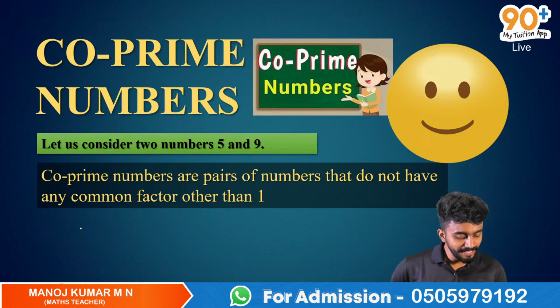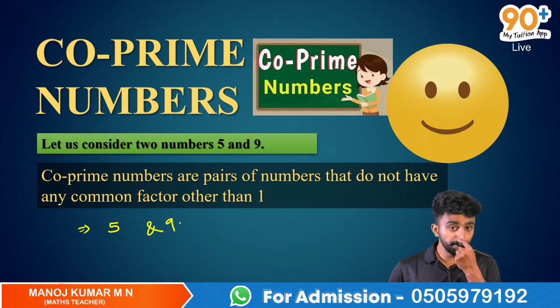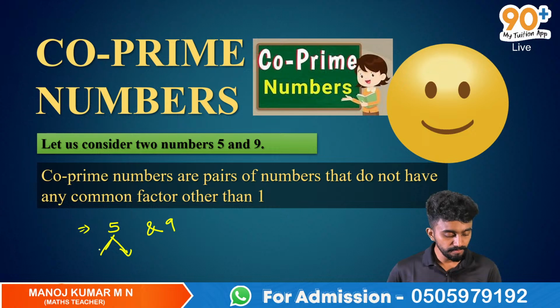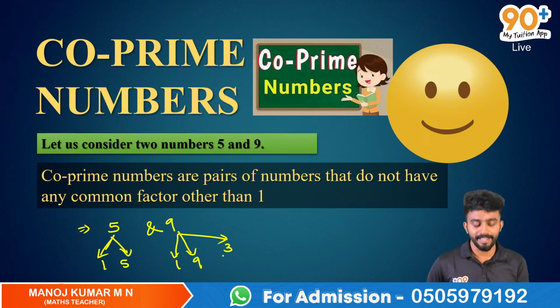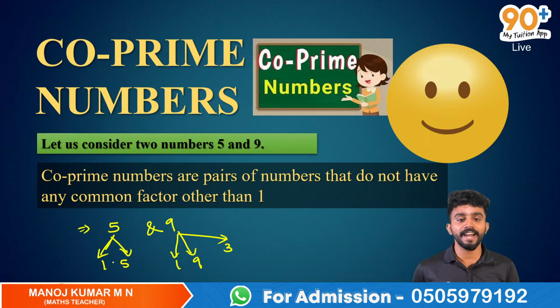Yes, Lavishka. We have the numbers 5 and 9 given over here. What are the factors of 5, Lavishka? 1 and 5. What are the factors of 9? 1, 9, and 3, because 3 into 3 is 9. So 1, 9, 3 is there. So does this 5 and 9 have any common factor?